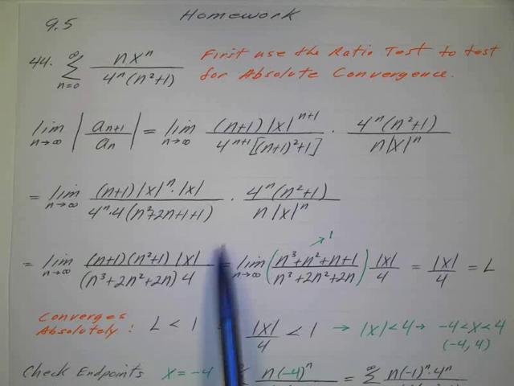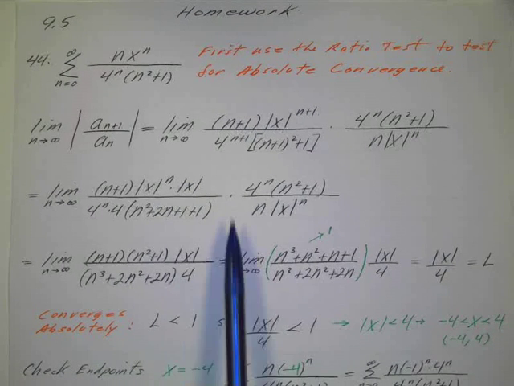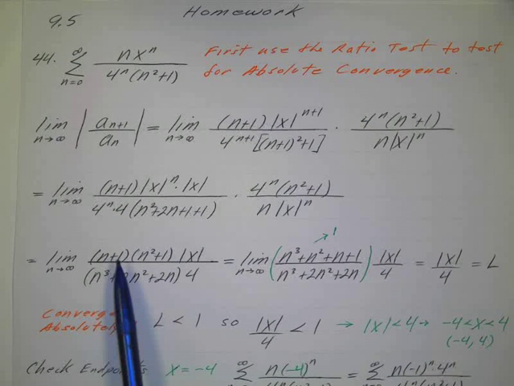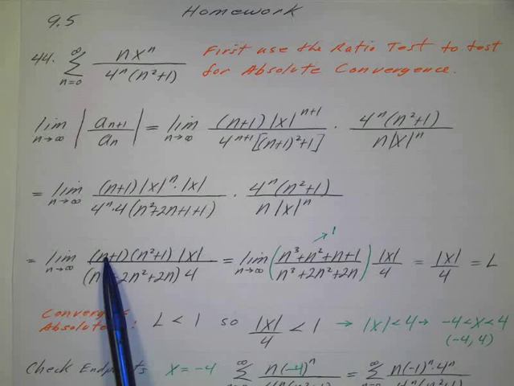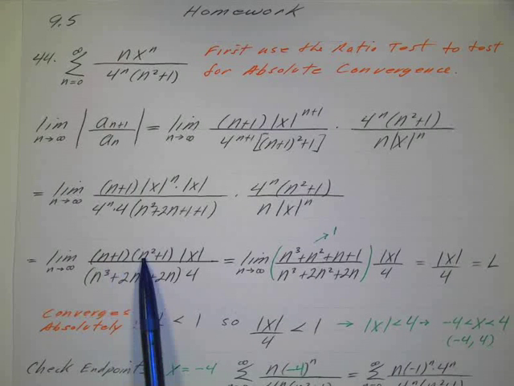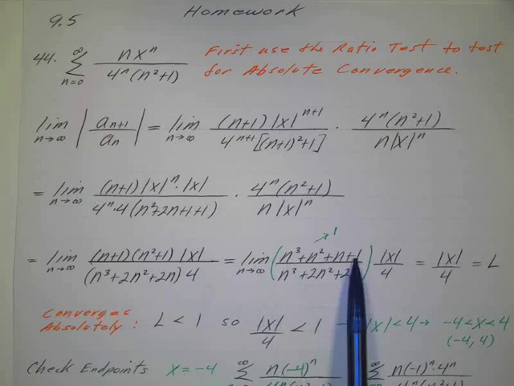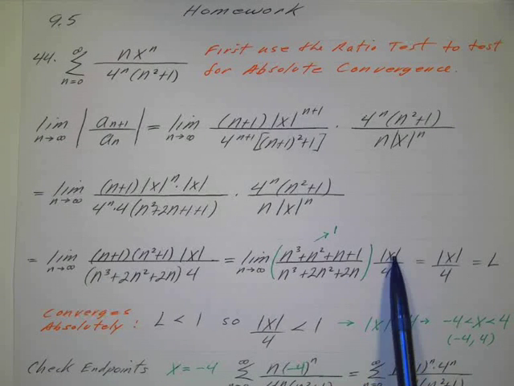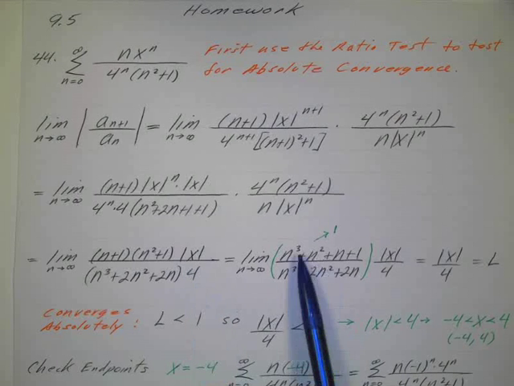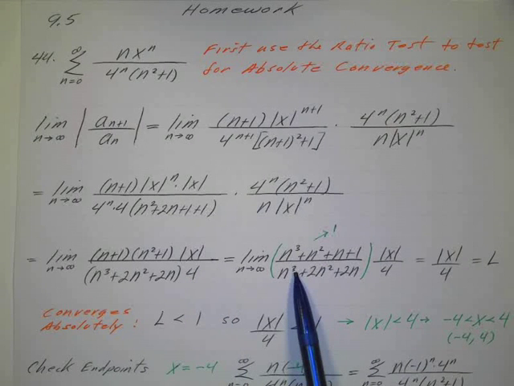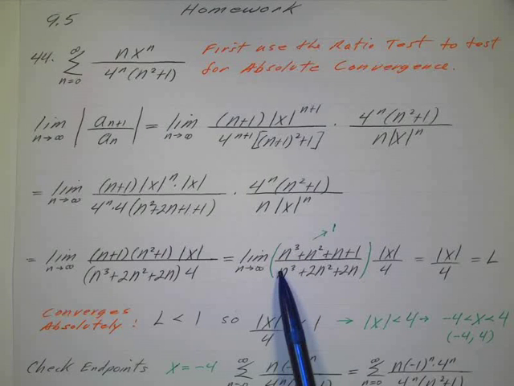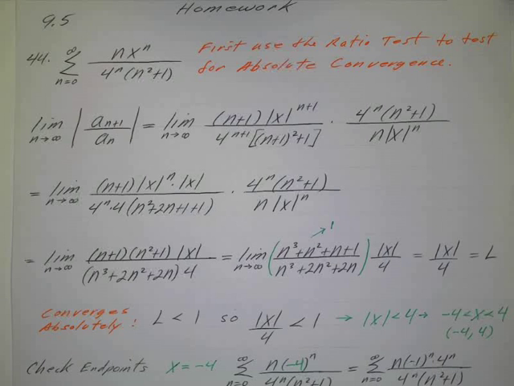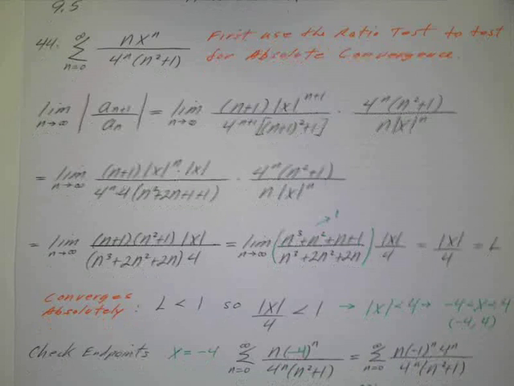So I put all my n's together, and the absolute value of x over 4 is all that's left there. And then I actually multiply these out so it'll be easier to see. So this is going to be n cubed, n squared, n, and 1. And this is still n cubed, 2n squared, 2n. And this is my absolute value of x over 4. Again, if we look at the highest degree terms, they're both third degree, so we look at the ratio of their coefficients, which is 1 over 1, which is 1. So this goes to 1, so this just equals the absolute value of x over 4, which equals L.